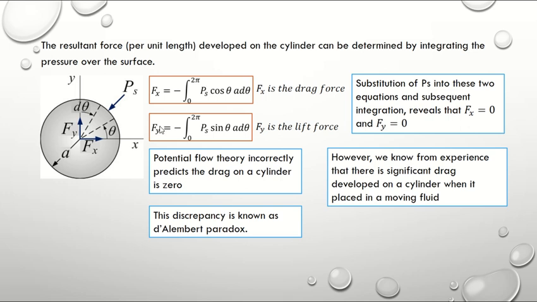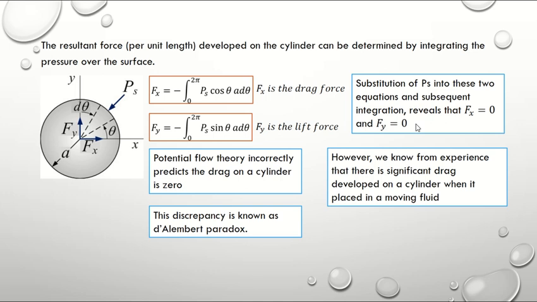Okay, so the same goes for Fy, the negative integration from 0 to 2 pi of ps sin theta a d theta. So Fy is the force perpendicular to the uniform velocity or upstream velocity. So Fy is basically the lift force. Okay, so after substituting the ps, we obtain that Fx equals 0 and Fy equals 0.